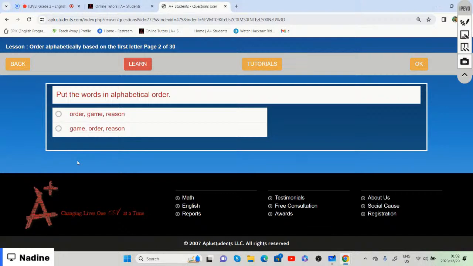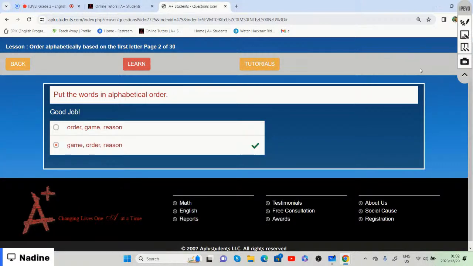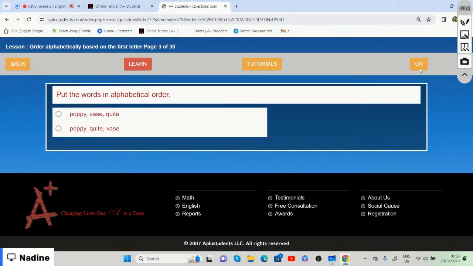And if we put the words in alphabetical order, we can go with the second option because G comes before O, O comes before R. And the second option is correct.